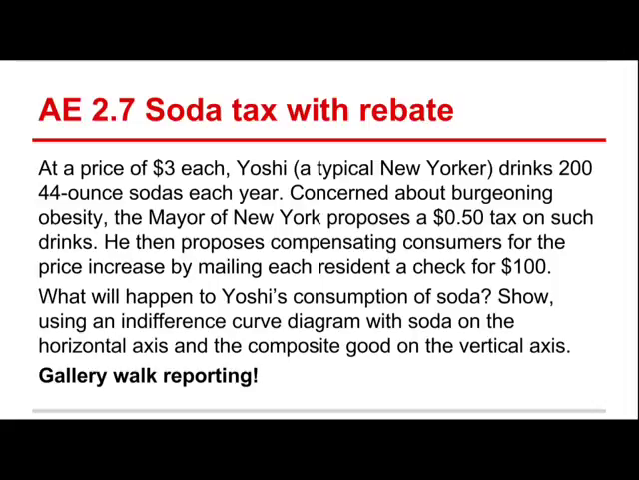What will happen to Yoshi's consumption of soda? Show using an indifference curve diagram with soda on the horizontal and the composite good on the vertical. Here's how you do this. Go ahead and try that. Turn off the recording and try to work that on your scratch paper. And then when you're really frustrated with that, turn the screencast back on and see how it's done. Maybe you'll nail it right out of the gate. That'd be awesome. Here we go.